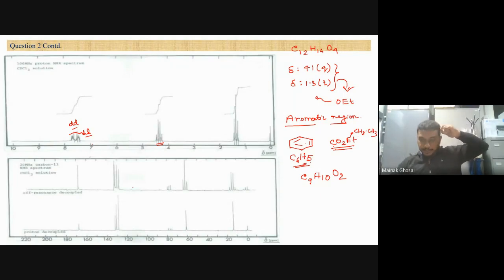So what are you left with? In the NMR you don't see any other kind of pattern besides the aromatic protons, which give some pattern, and the ethyl group, for which you have got a pattern. You have got no other patterns. That means you need to find out what you are left with. If you subtract it, you are left with C3H4O2. So what could be the possibility? C3H4O2.